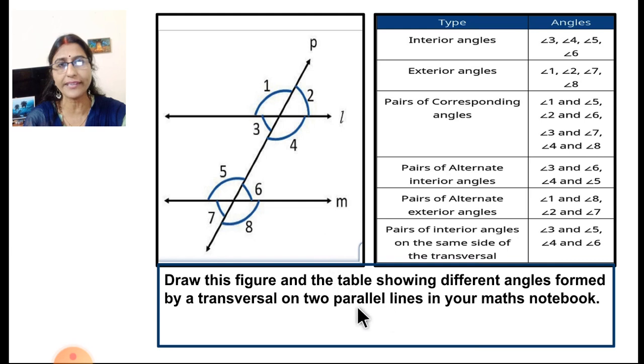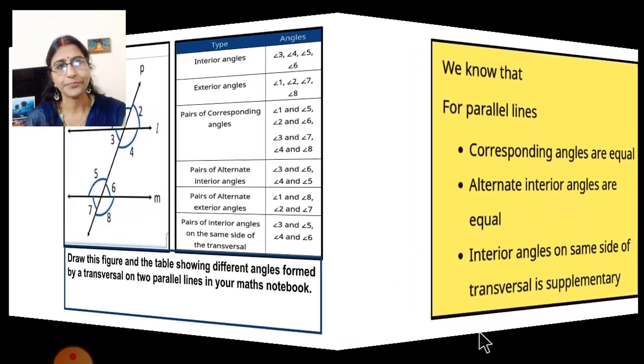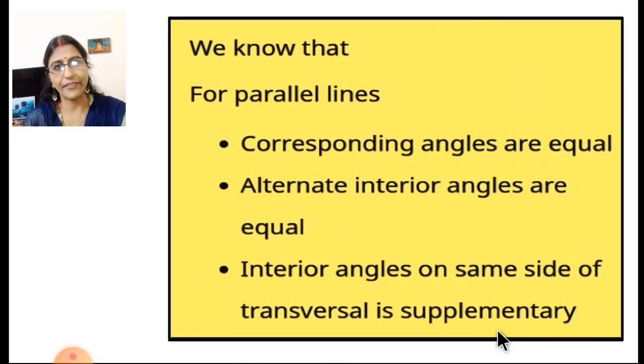As this is important, you will have to draw this and make this table, and you will write down all those angles which are formed in your maths classwork notebook. Now let us revise what we have learned. In the previous presentation, we know that for parallel lines, corresponding angles are equal. Alternate interior angles are equal. And interior angles on the same side of the transversal are supplementary, that is 180 degree.